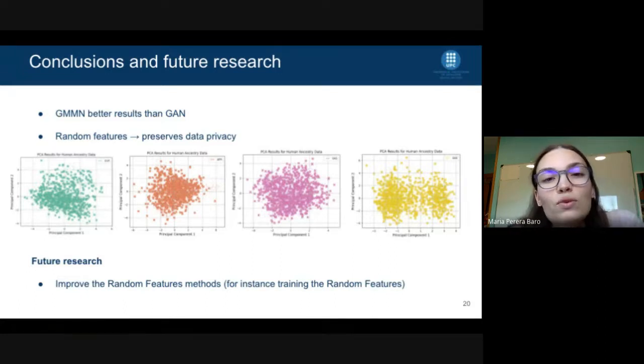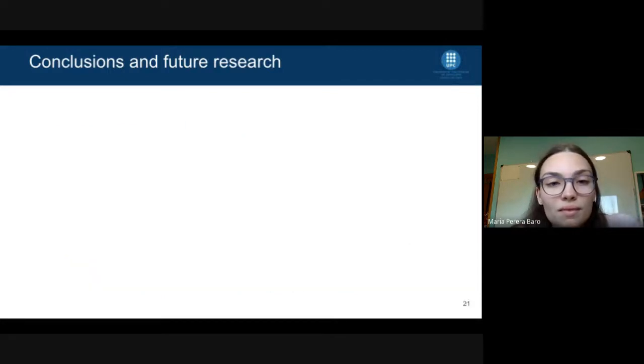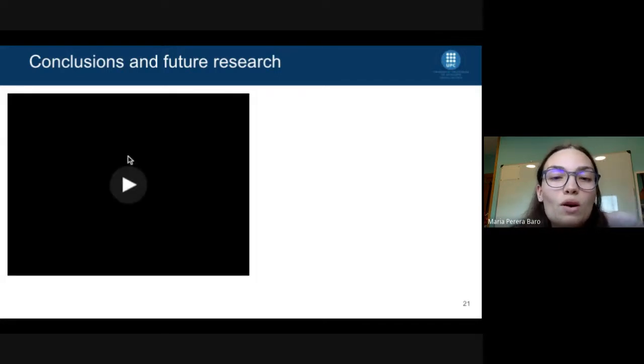And as future work, it would be to improve random features methods, for example, training the features or using new methods such as kernels. And also to see why the conditional models are not working. And as I showed you very few results, now I'm going to show you a short video of some more.